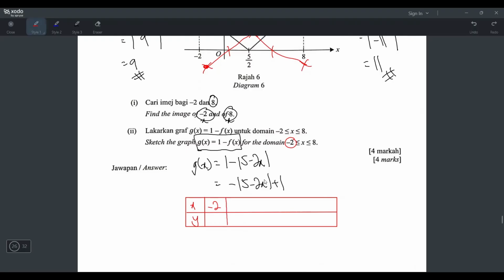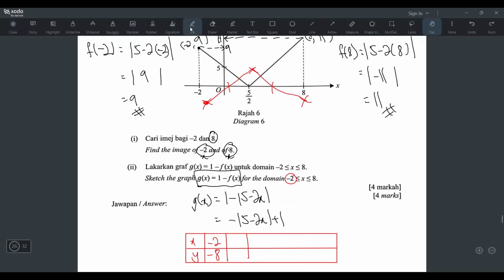And I will just do it fast lah. I don't want to do all the working. So negative 2 times negative 2, positive 4, 4 plus 5, 9, modulus 9, 9 also, negative 9 plus 1, negative 8. Okay, done.